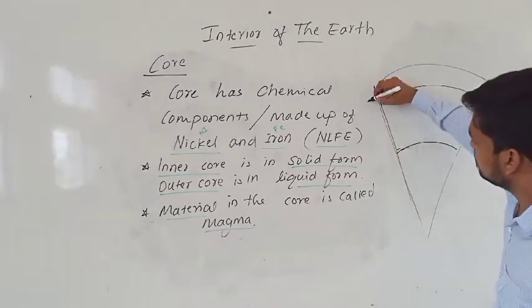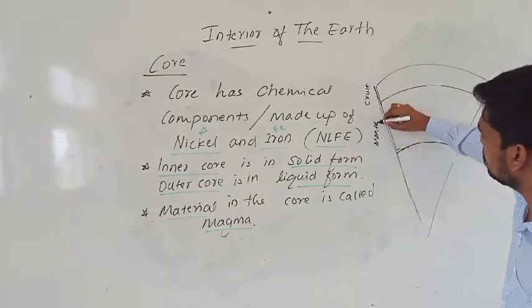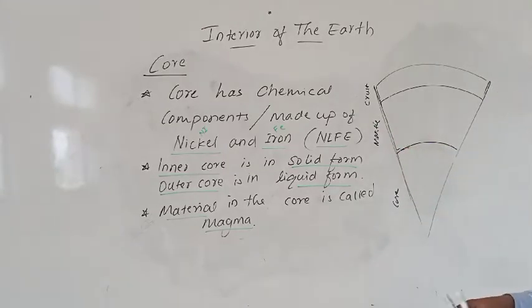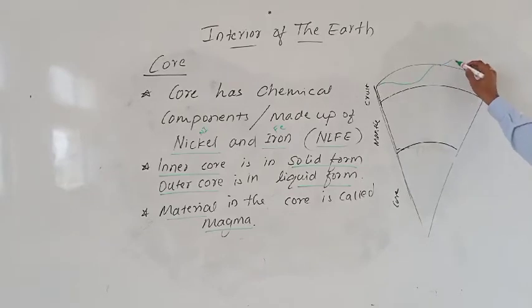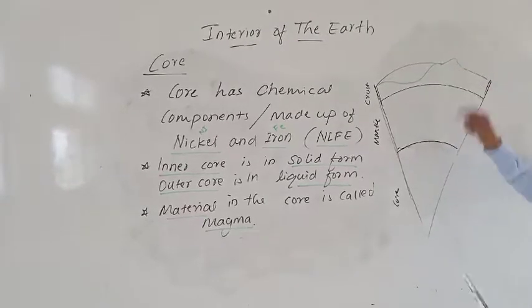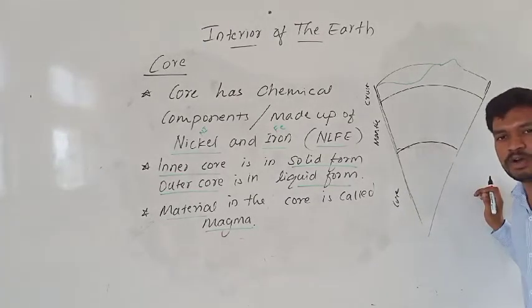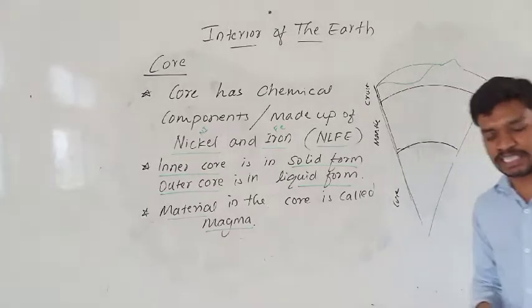Have to write the name here. Crust, mantle, core. Then the crust has two divisions. One is oceanic crust and another one is continental crust. The discontinuity which separates oceanic crust and continental crust is called as, what is that? Conrad discontinuity. The discontinuity which separates crust and mantle is called as Mohorovičić discontinuity.